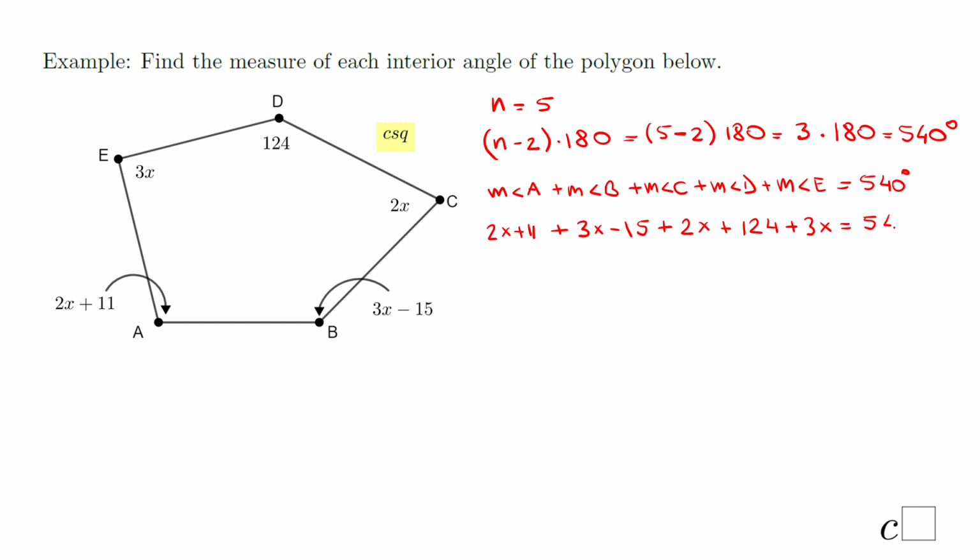From geometry, you end up with an algebraic equation, this one. And what can we do here? We can combine the like terms, in this case the x's, and you notice we have 2x, 3x, 2x, 3x, that will be 10x. And then we have 11 minus 15 plus 124, that will be 120. 10x plus 120 equals 540. I'm going to subtract 120 on each side.